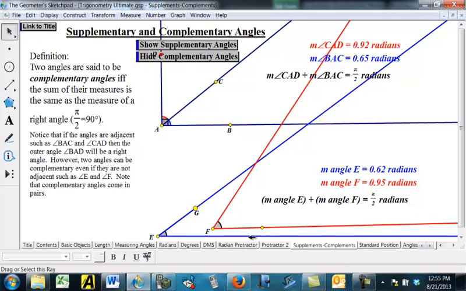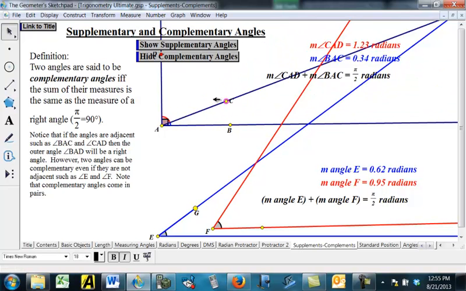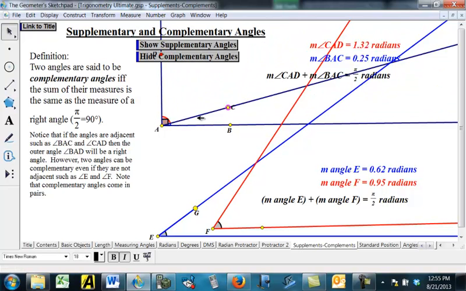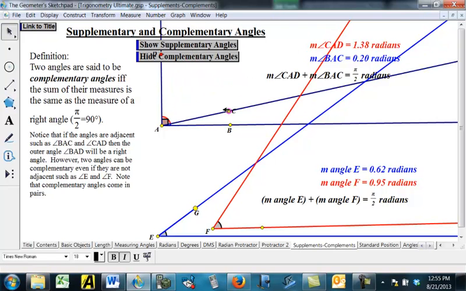Okay, so complementary angles are when we have two angles whose measures add to the same as the measure of a right angle, which is pi over 2 radians or 90 degrees. So here, for example, we see that the red angle CAD and the angle BAC are complementary, and you can clearly see that they sum up to a right angle DAB or BAD.